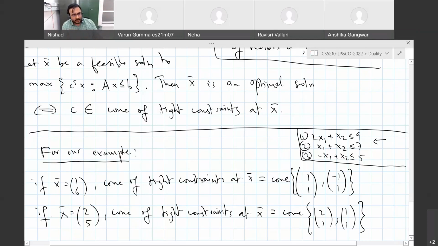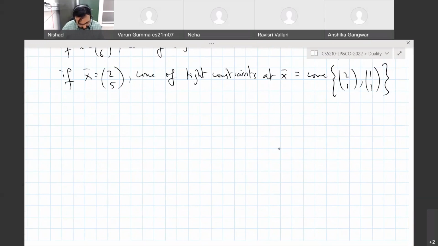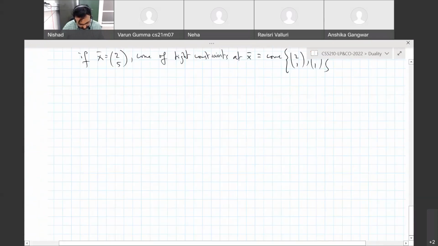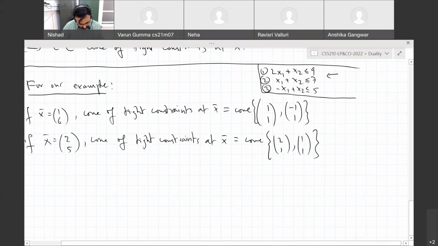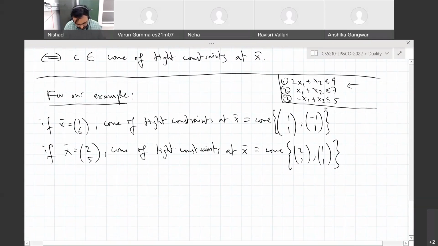All right. So whenever the objective function belongs to the cone of tight constraints, you know that the feasible solution you are considering is an optimal solution. So this is a geometric way of looking at optimality. And I just want to show you a drawing of what the cone looks like. You will kind of understand why it's called a cone. So let's see. Let's look at 1, 1 and minus 1, 1.